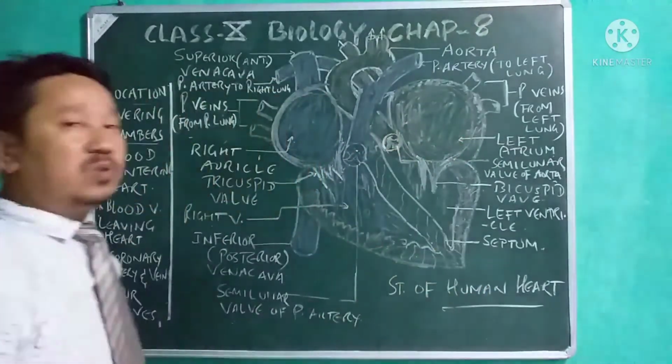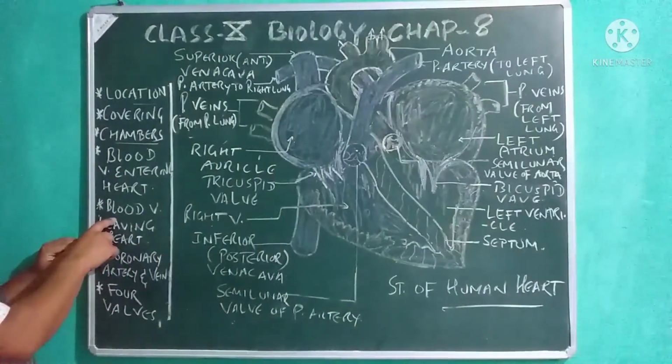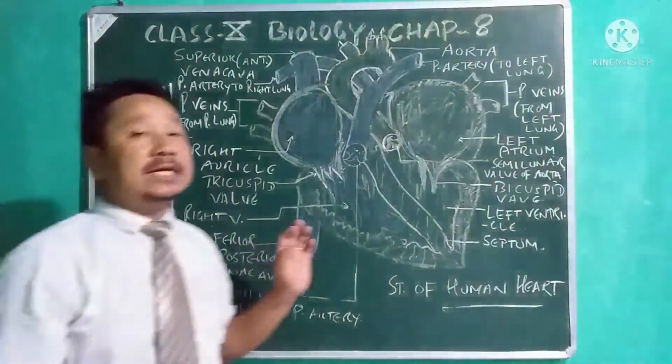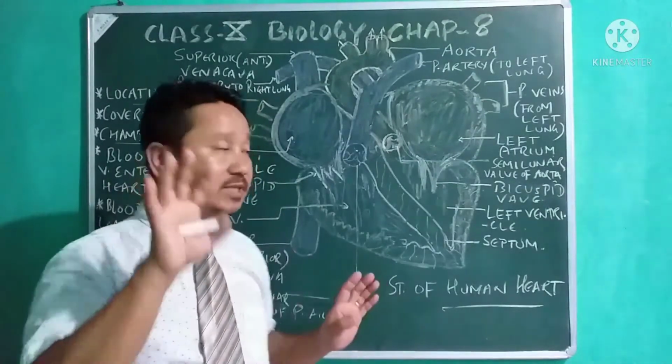So these are the blood vessels entering the heart. Then another one, blood vessels leaving the heart. Which are the blood vessels that leave the heart? Which are there in your syllabus also, please remember.